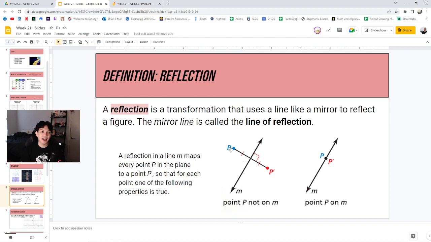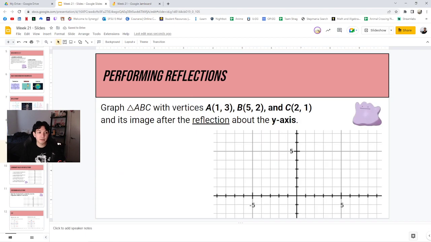Just like how if you look at yourself in the mirror and say that you're about 2 meters away from the mirror, how far is your reflection from the mirror also on the other side of the mirror? It's also going to be 2 meters. So it's the same distance, okay? Another scenario is if point P is on the line, and if you wanted to reflect it, it would still just be on the line. It would still be in the line of reflection or on the mirror, okay? So just make sure that you know these two things. All right, so knowing that in mind, we're going to perform a reflection, okay?